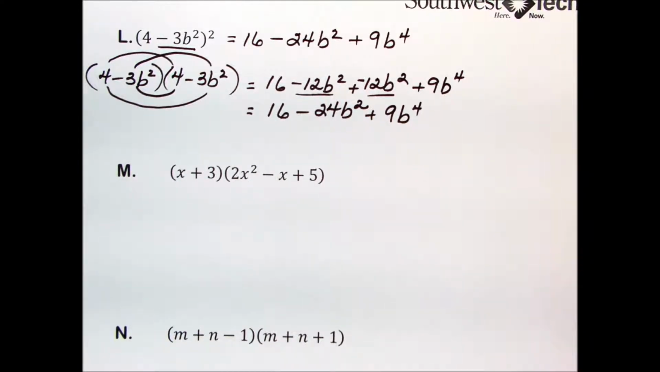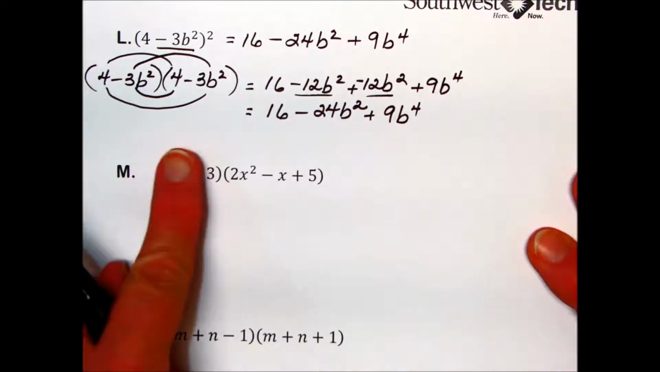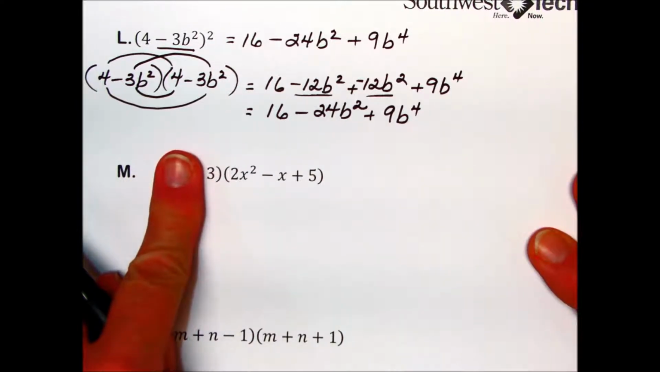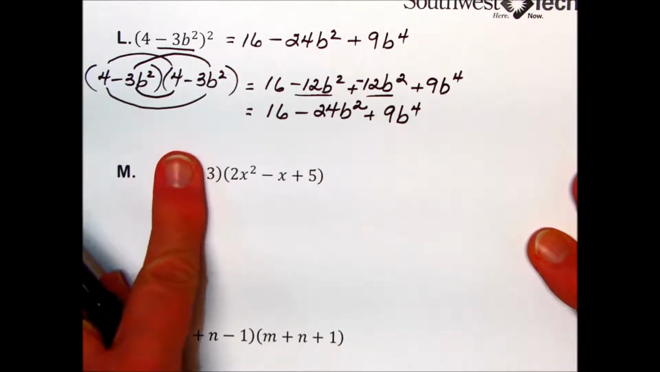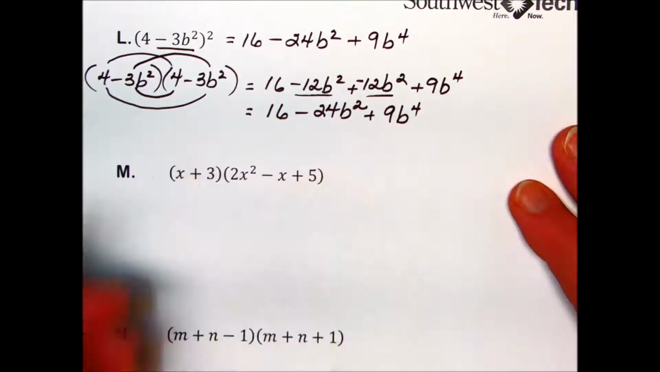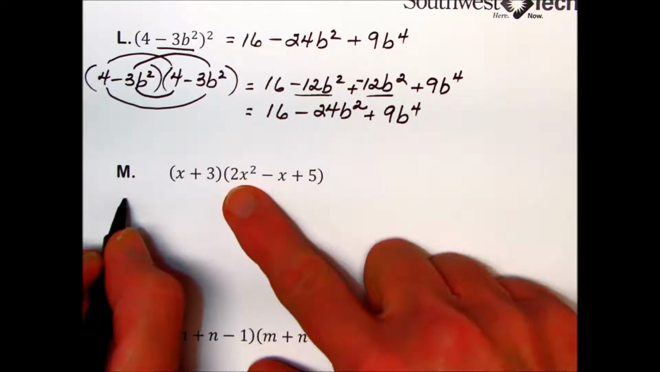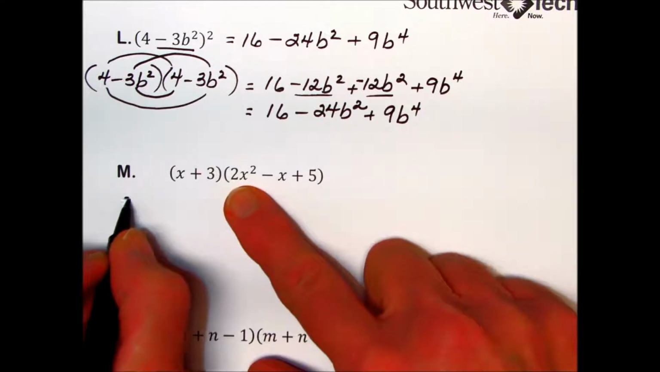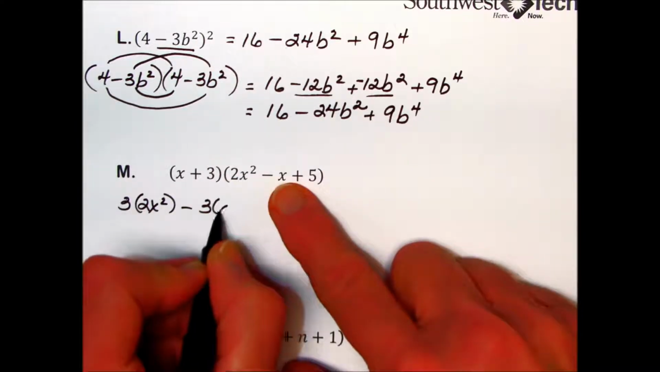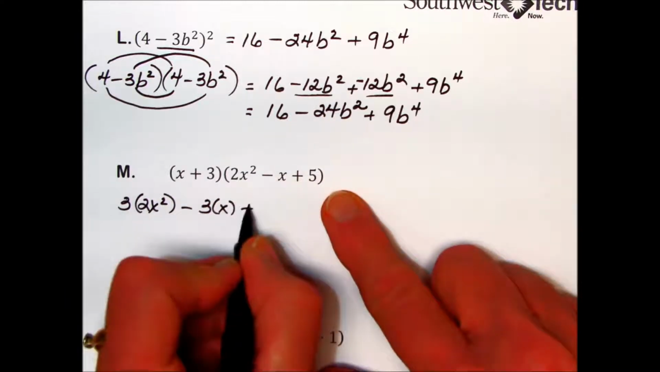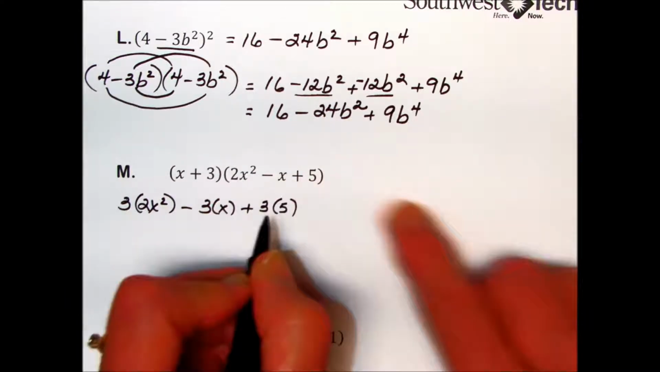Next, when we have a binomial times a trinomial, you have a couple options. You can use your distributive property, which would be ignoring the first term, and it doesn't matter which order, quite frankly, but if I ignore the x and just treat this as a monomial times this binomial, we will have 3 times each one of those terms. So we'll have 3 times 2x squared. We'll have a minus 3 times x. We'll have a 3 times the positive 5.